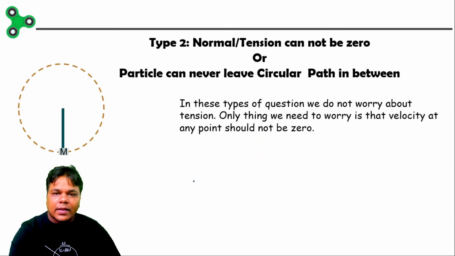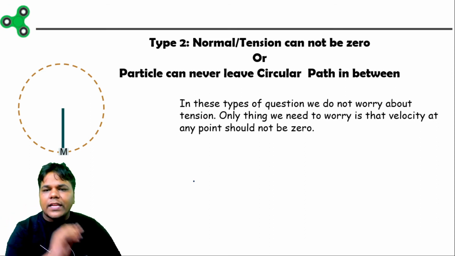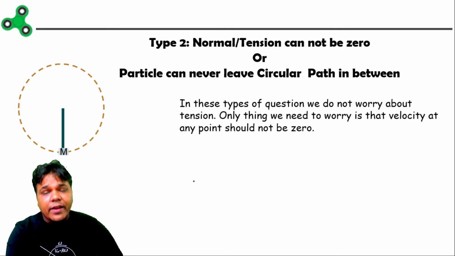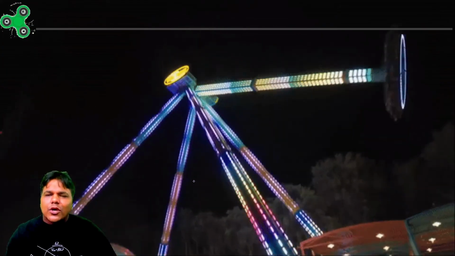How? Let me tell you guys. So in these types of questions, we do not worry about tension. The only thing we need to worry about is that velocity at any point should not be zero. Let me give you a perfect example. You saw that, right?